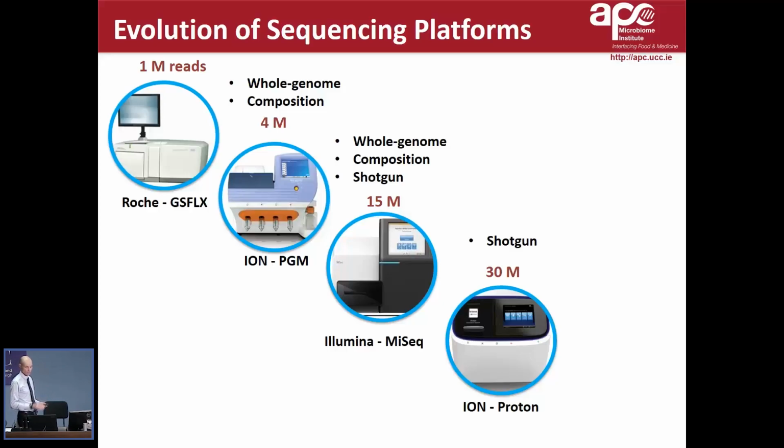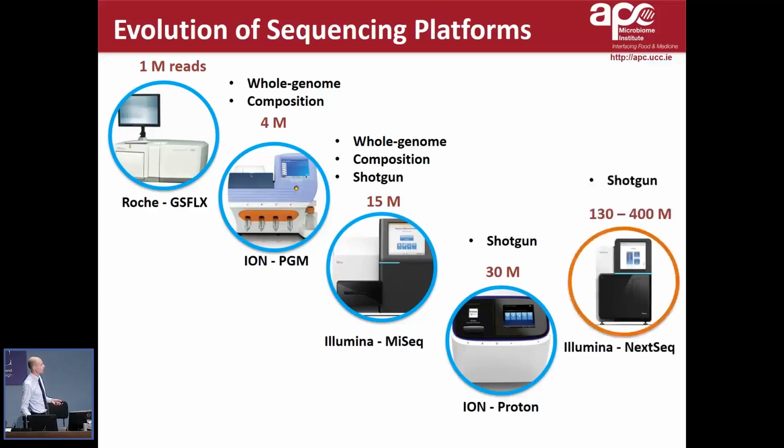We have other instruments that provide even more DNA sequence reads, such as the Ion Proton, up to 30 million reads. Or the highest output instrument that we possess is a NextSeq, which generates up to 400 million reads now. And the larger equivalent of that, the HiSeq, is also available.